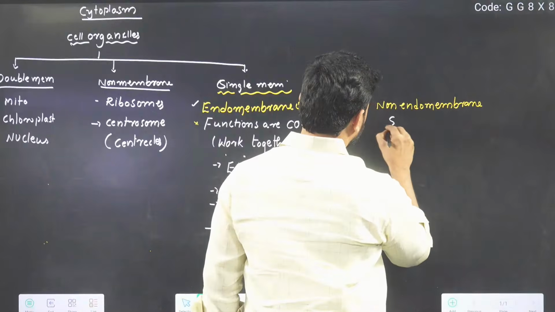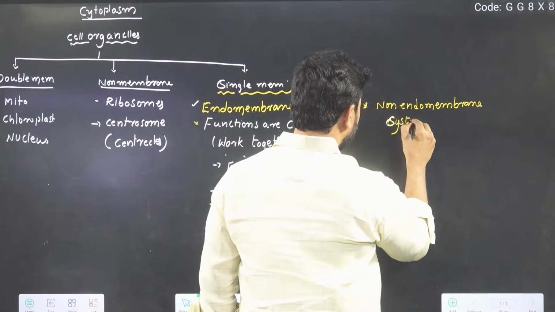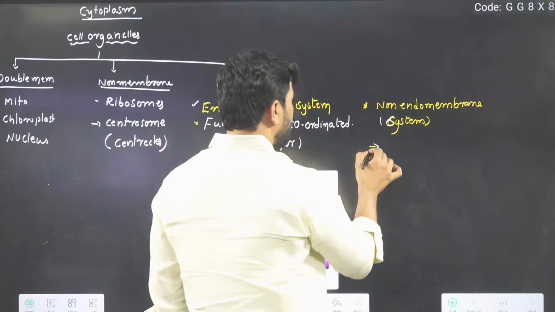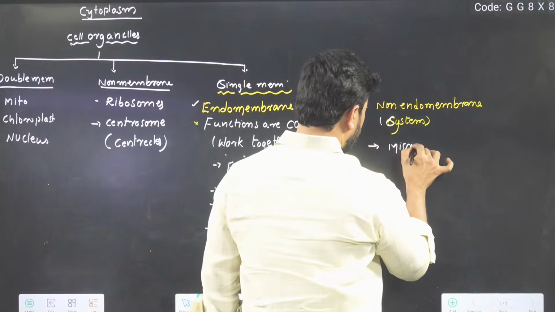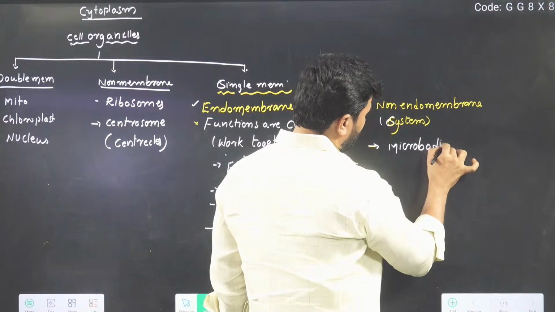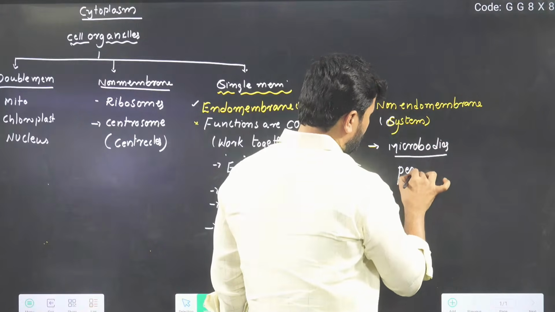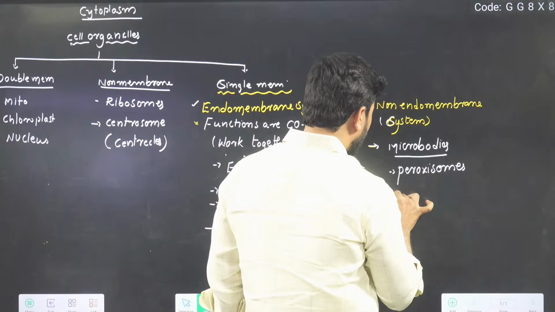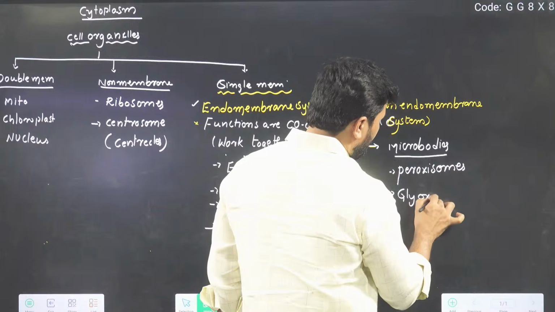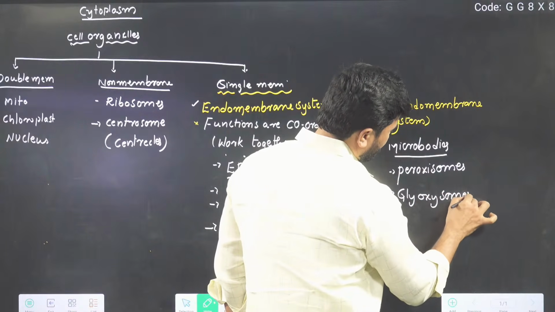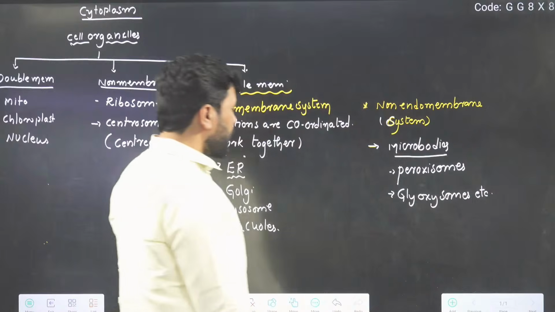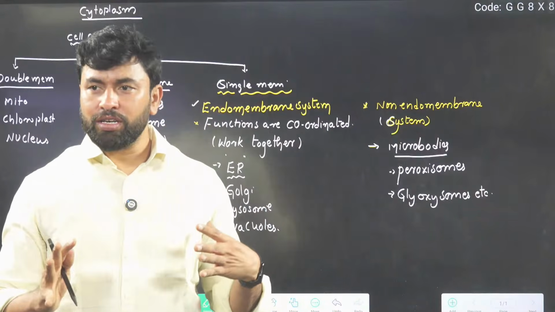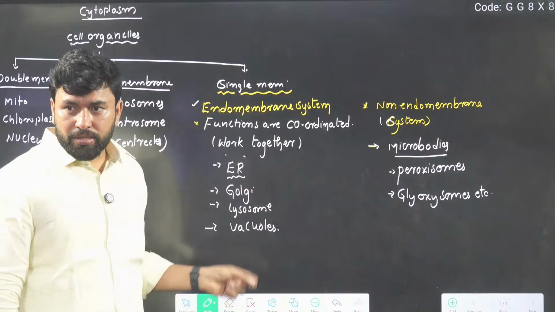Non-endomembrane system, or there are some single membranous bodies that can work independently. Best example, there are some cell organelles called microbodies. In that, peroxisomes, next one glyoxysomes, etc. There are few others more. They have a single membranous system, but they do not work along with these bodies.